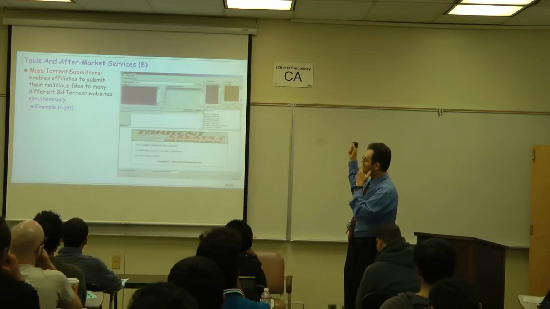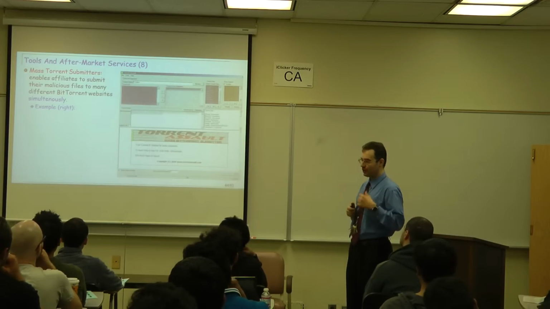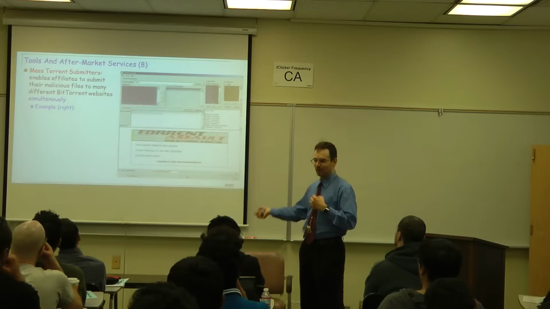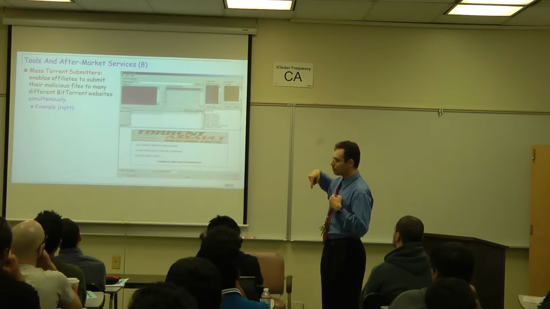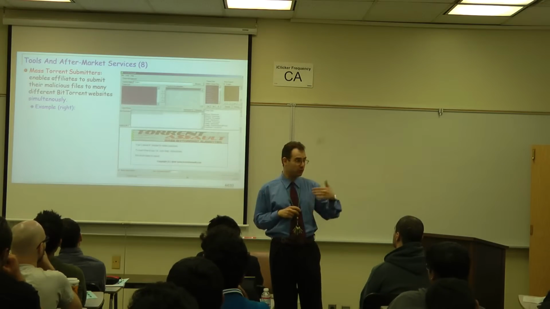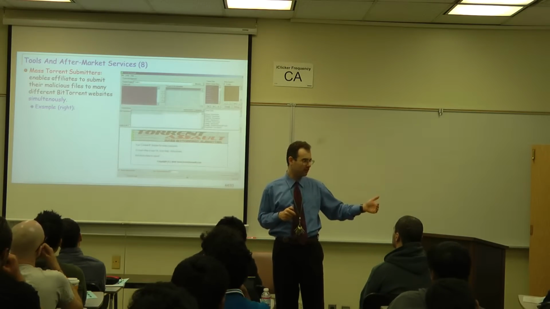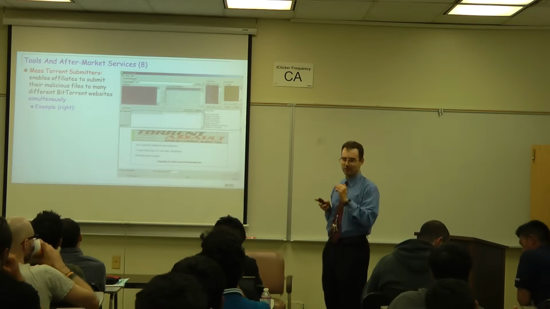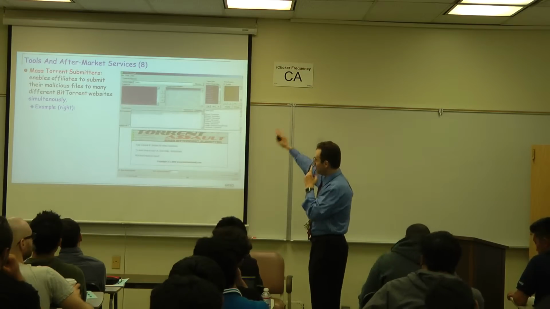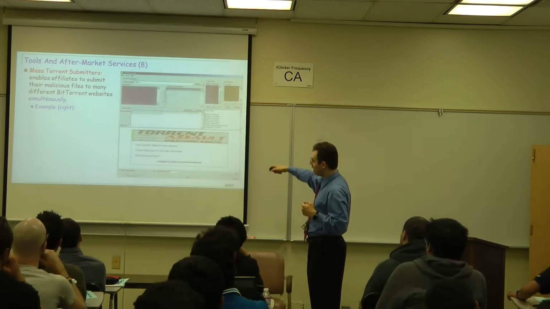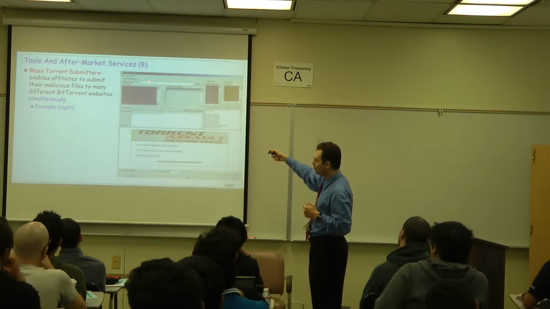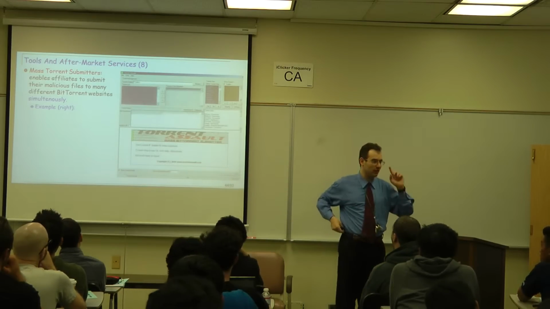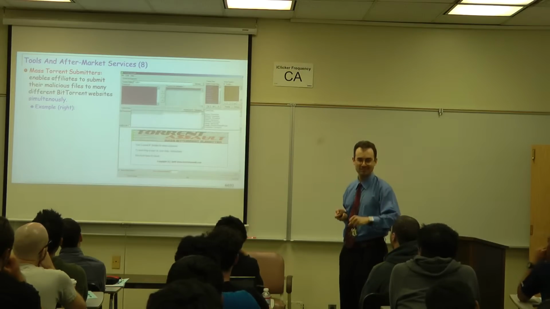Alright? Another one is mass torrent submitters. Remember how we said that BitTorrent is a popular vehicle for distributing malware samples? Well, you want to be able to submit your malware sample to as many BitTorrent sites as you can. Once again, that's hard work. Why not automate that? Why not automate the process? So, a mass torrent submitter allows you to take your malware sample and automatically submit it to thousands of BitTorrent sites in one simple click. Alright?